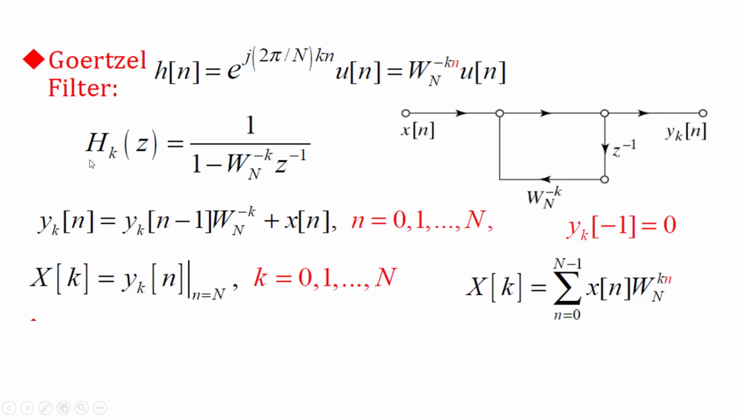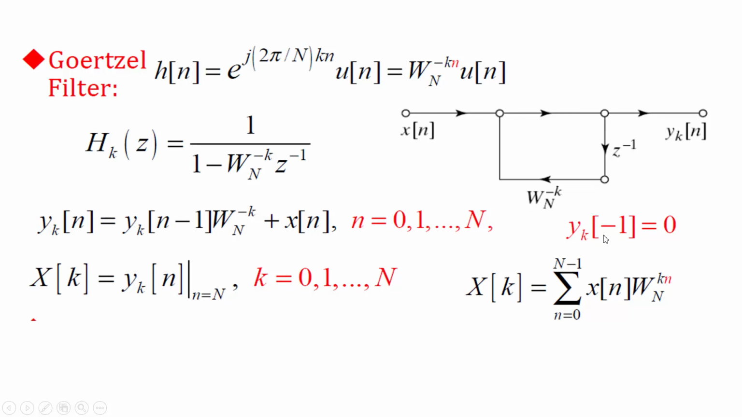because H_k(z) will become Y(z) by X(z). So if I cross multiply and take the inverse z transform, I will get y_k[n] is equal to y_k[n minus 1] W_N to the power minus k plus x[n]. And if I represent this difference equation in the form of a structure, this is the x[n], this is the output of the filter, and when the output of the filter is delayed by 1 unit of time and multiplied with this coefficient, we get this transfer function basically.